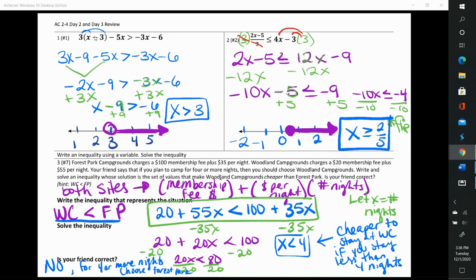That's it for the review assignment on 2-4, day 2 and day 3. We did these problems in our Jamboard during class, but please use this as a resource to help your learning and understanding.